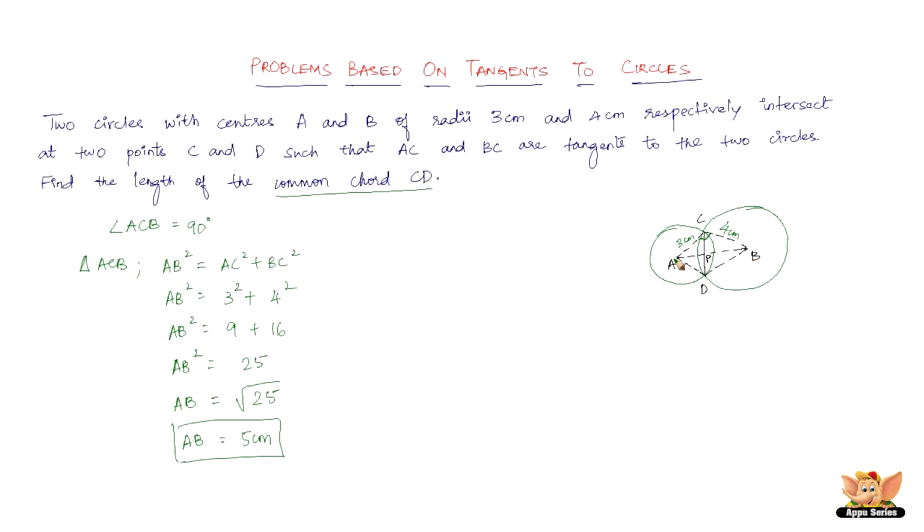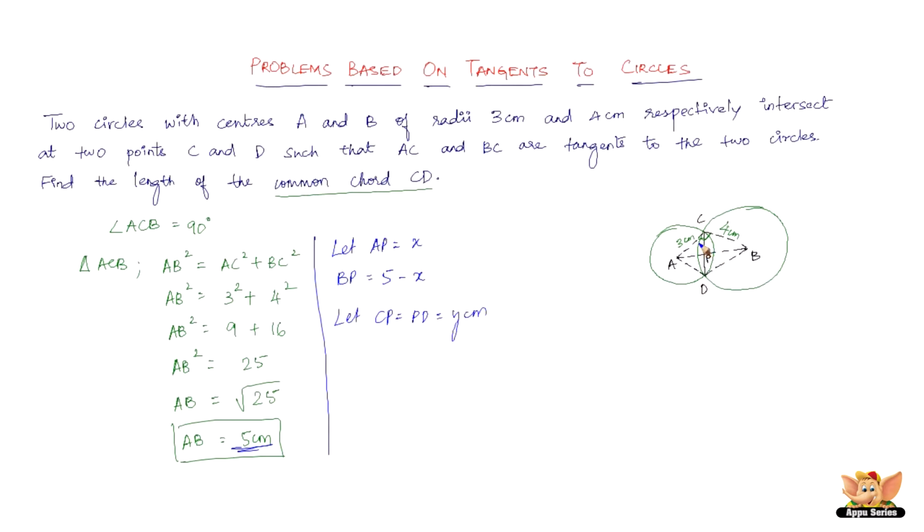So now let AP be X centimeters. Then we'll have BP equal to 5 minus X, because we found AB to be equal to 5 centimeters. So therefore we've got BP equals 5 minus X. And further let CP equal to DP be Y centimeters. We've already established that CP equals PD, and let that be equal to Y centimeters.